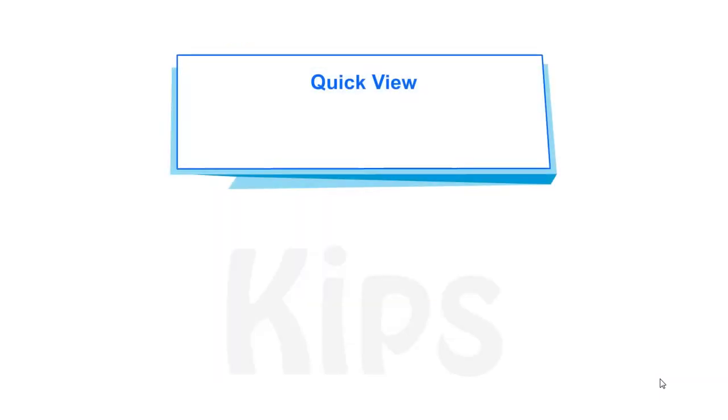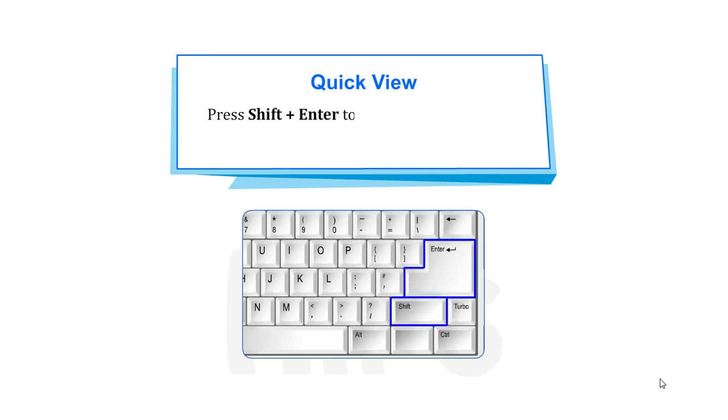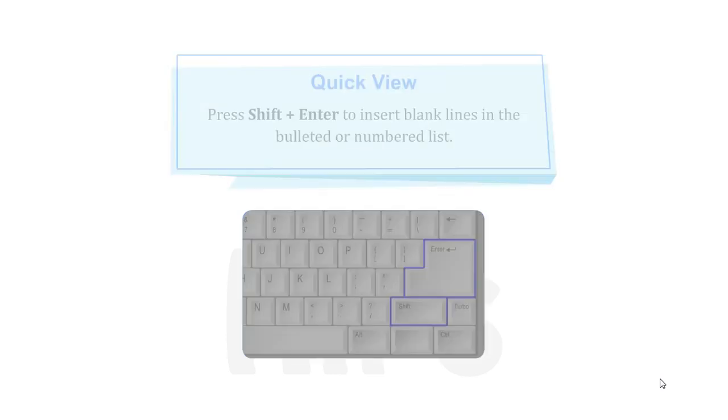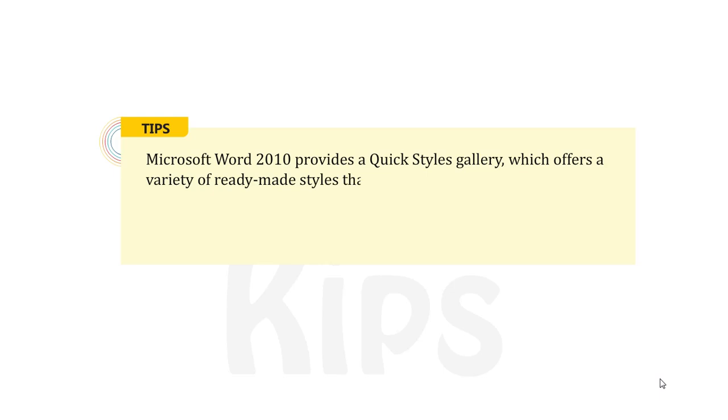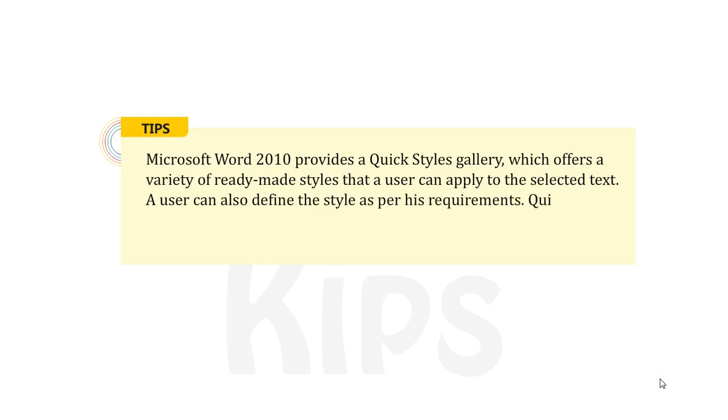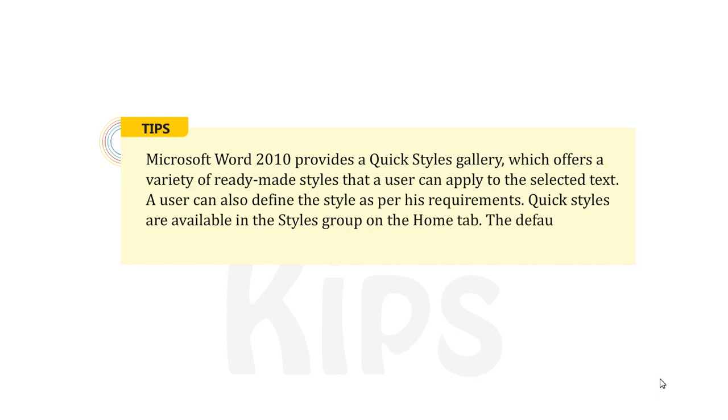Students, note that we can press Shift plus Enter to insert blank lines in the bulleted or numbered list. Let me share a tip with you. Microsoft Word 2010 provides a quick styles gallery which offers a variety of ready-made styles that a user can apply to the selected text. A user can also define the style as per his requirements. Quick styles are available in the Styles group and on the Home tab. The default line spacing for most quick style sets is 1.15.